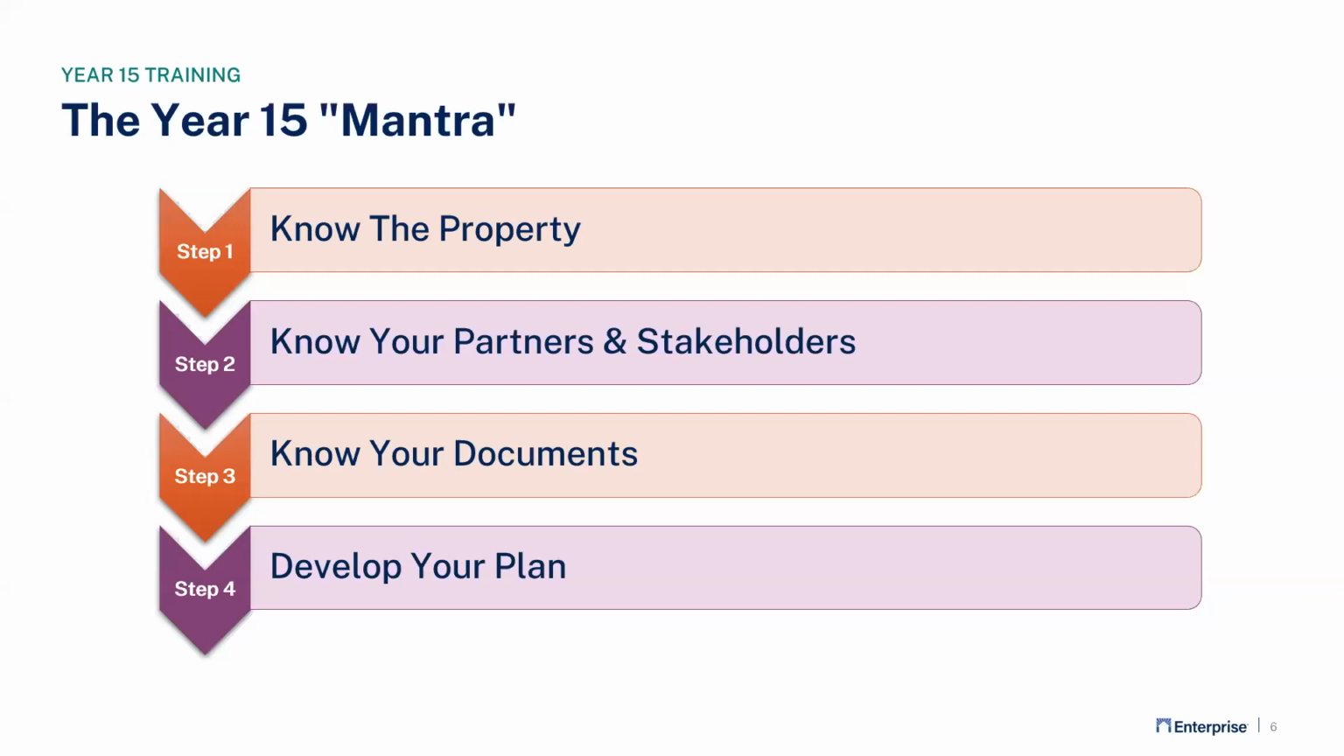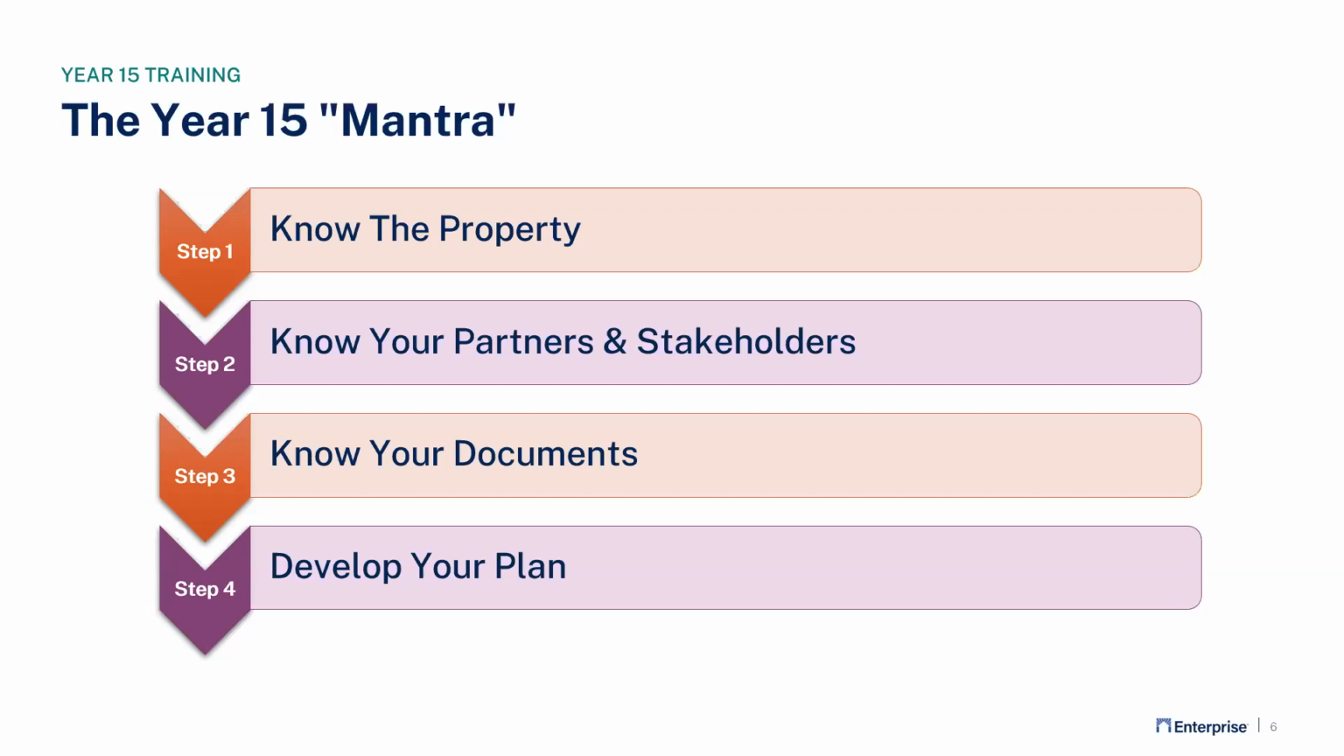Because as you'll see, when we're developing this plan, we want a plan that's not only going to take us through year 15, but it's going to take you through your extended use period and forward, because you want the property to be healthy going forward. Number two, you do want to know your partners and your stakeholders. Get to know them. If you're approaching year 15, we highly recommend you reach out to your investors, whether it's through a syndicator or a direct investor.